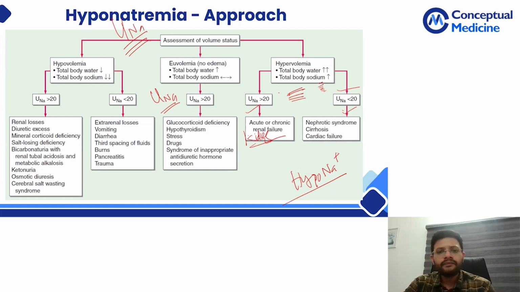Coming to the middle point, your euvolemic hyponatremia. Here there is clinically no edema, but there is a little more body water when compared to the sodium. Three main causes. The most frequent cause is your syndrome of inappropriate antidiuresis, SIAD. The cause of SIAD may be whatever it is, but SIAD is the most frequent cause of euvolemic hyponatremia. Number two is your glucocorticoid deficiency, and number three is your severe hypothyroidism. These are the three reasons.